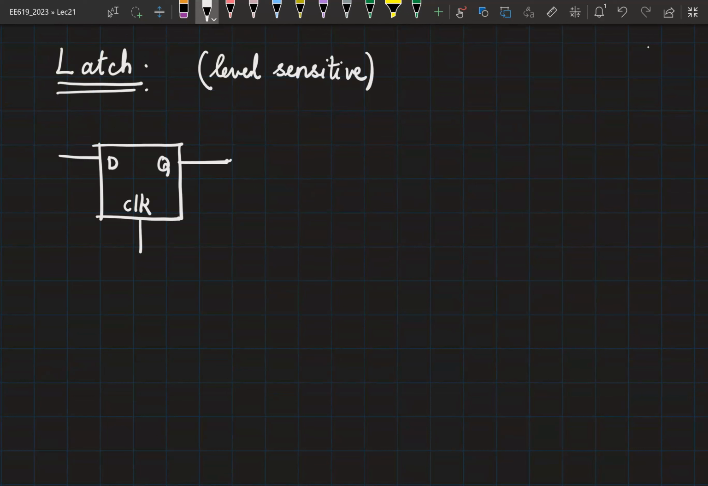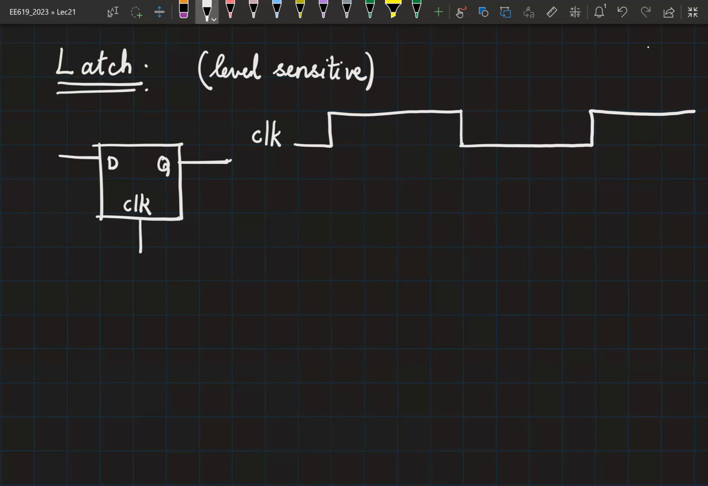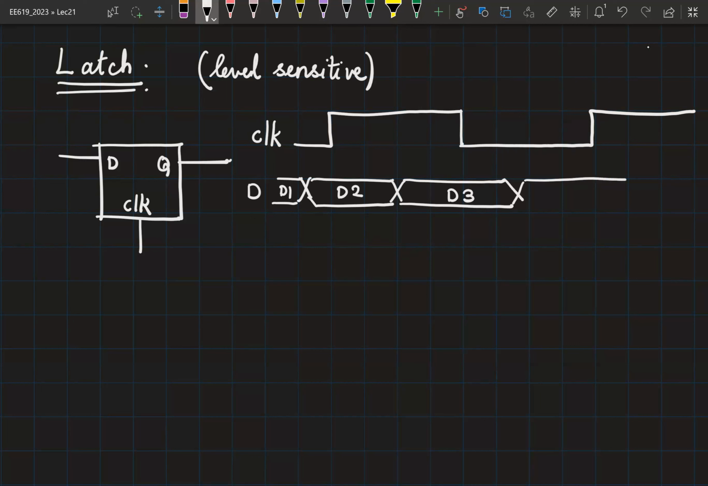So let me give you a sample waveform. You can sketch out the output. Please sketch the output. So what I have drawn here is a positive latch.